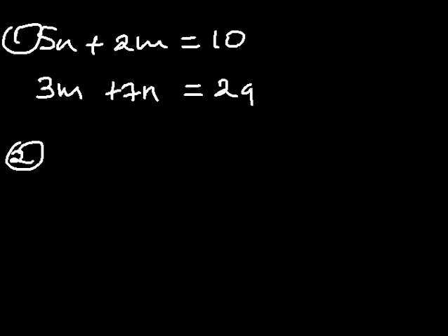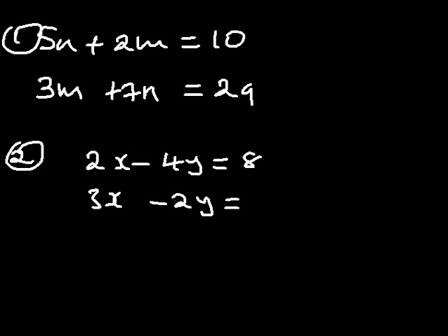And let's think of having the other case. We have 2x minus 4y is equal to 8, and 3x minus 2y, which is equal to 8. And also try that. Let's say we have another case.